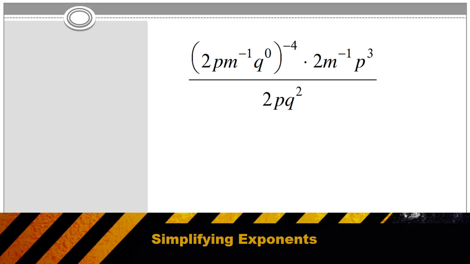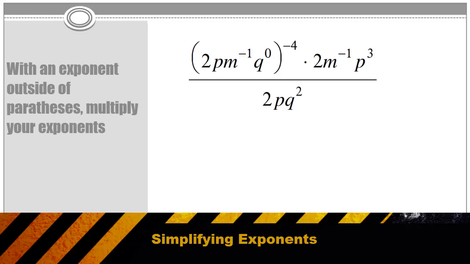Most likely you won't see anything nearly this complicated, but still a great exercise to apply our rules. The great thing about the rules of exponents is it doesn't matter the order you apply them. The first thing I'm going to do is distribute my negative 4 by multiplication across everything in the parentheses.